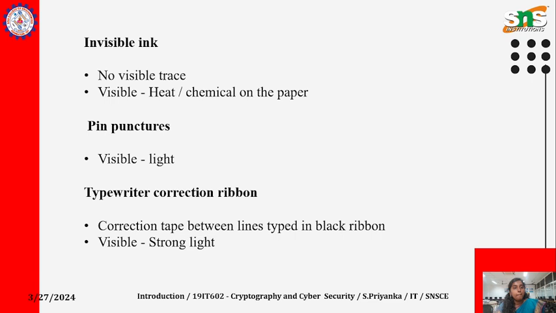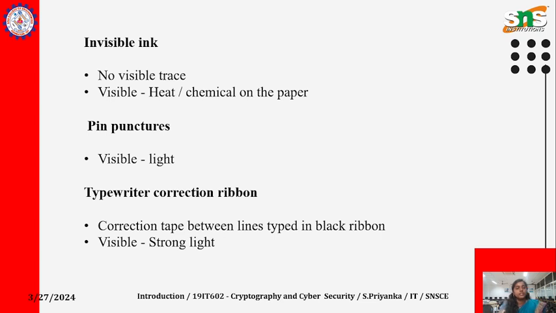Next is pin punctures. Here the visibility will be in the light. And then next is the typewriter correction ribbon. With the typewriter correction ribbon, the correction tape is used between lines typed in black ribbon. Its visibility is under strong light.